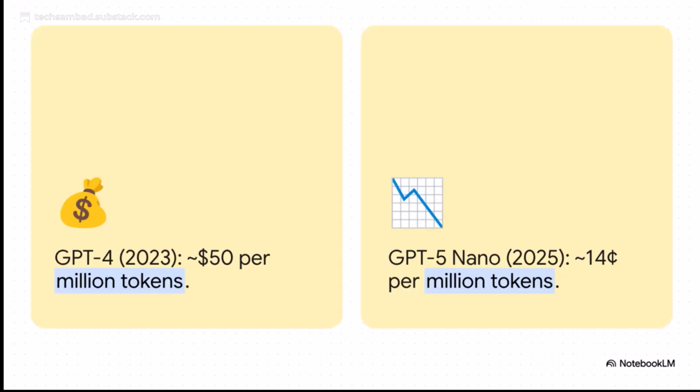And the engine behind all this? It's just simple economics. Look at that cost drop. A couple of years ago, 1 million tokens, think of them as pieces of words, cost about $50. Now, it's around 14 cents. We're talking about a cost reduction of over 99%. That's why this is happening to everyone, everywhere, all at once.